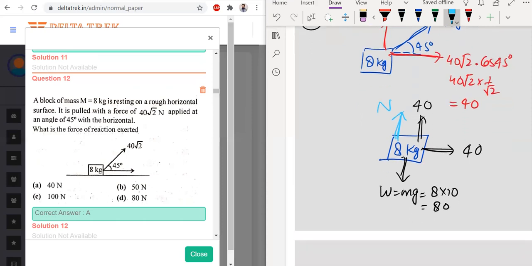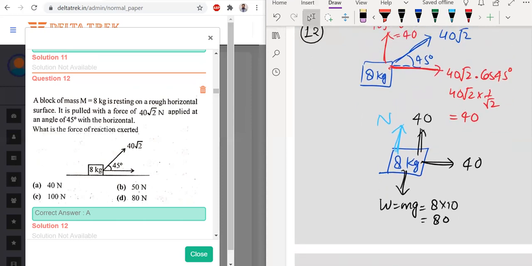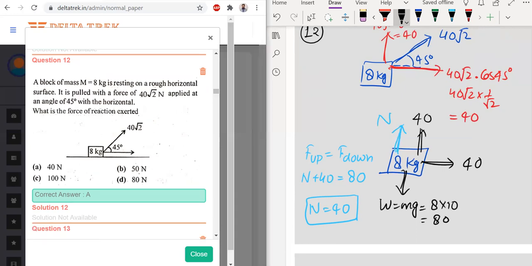See? So what is asked in the question? Normal reaction is what is asked, right. So F up must balance F down. So what is in F up? Normal reaction plus 40, and down what is there? 80. So how much will the normal reaction be? 40. So either you can just subtract 80 minus 40, that will be the normal force. We discussed during the class how to solve these types of questions.